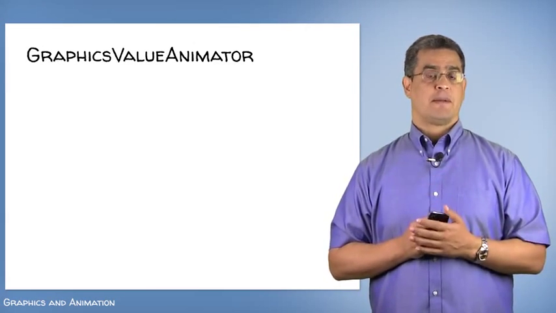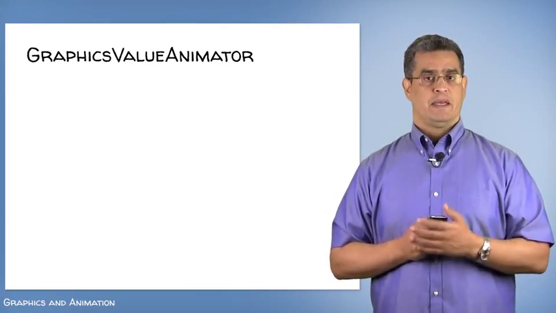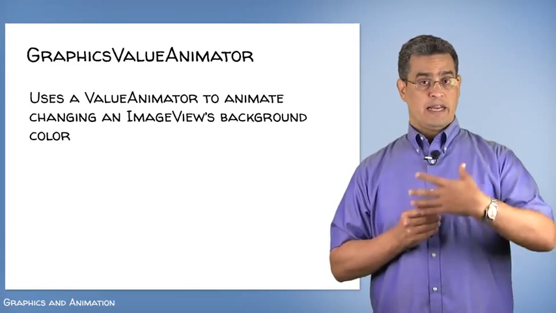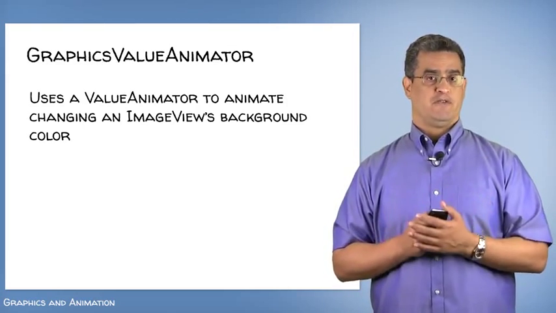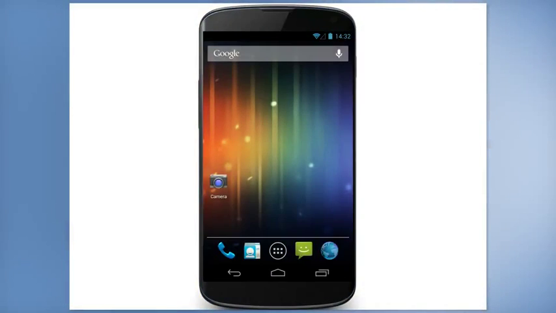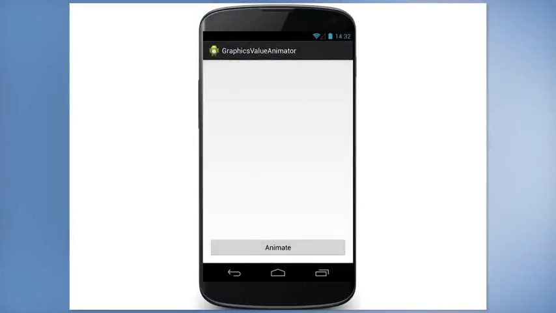The first of these applications is called Graphics Value Animator. This application uses a value animator to animate a change in the background color of an image view. Let's watch this application. I'll now start up the Graphics Value Animator application, and as you can see, it presents a single button labeled Animate.